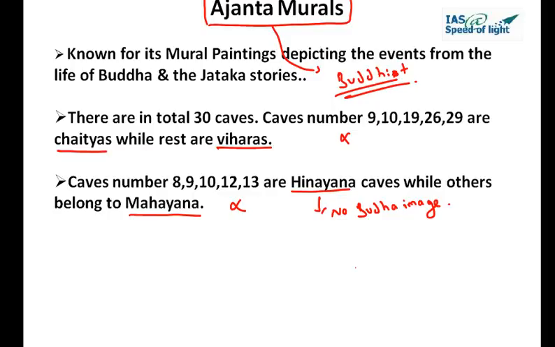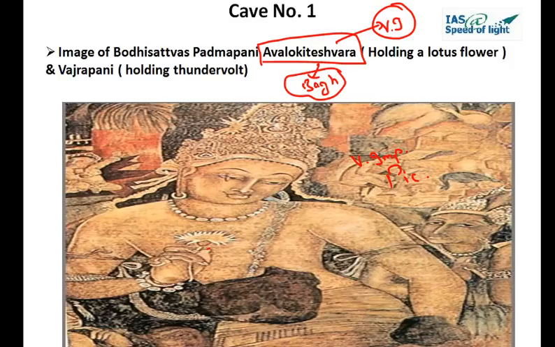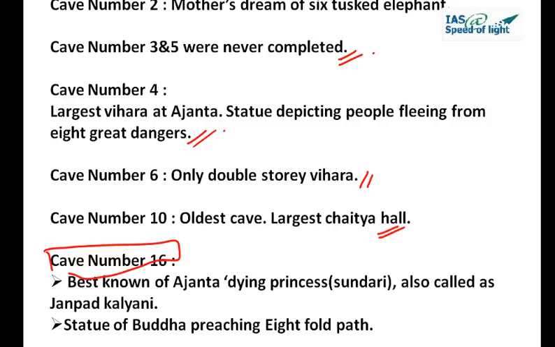Then murals, different murals, Ajanta murals. We have cave number one, a very important name. Avalokiteshvara, holding a lotus flower, and Vajrapani holding thunderbolt in cave number one. Same thing we saw in the Bagh caves also. Cave number 2, cave number 3 and 4, cave number 3 and 5 never completed, cave number 4 largest vihara.